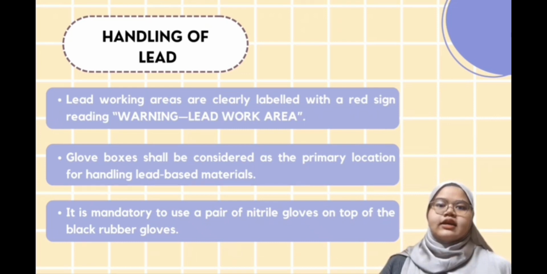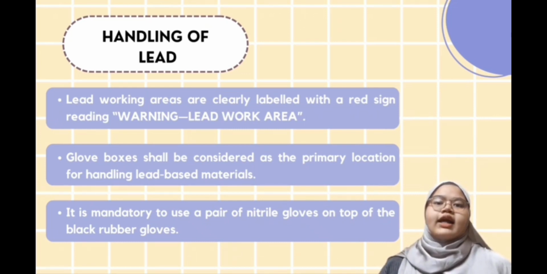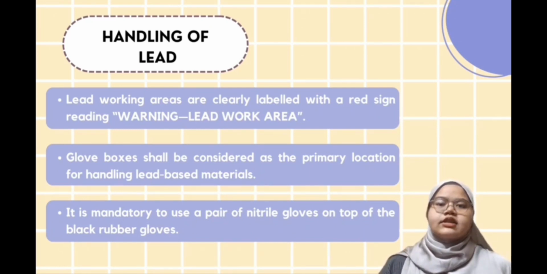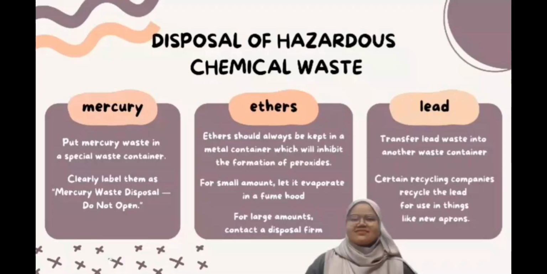Lead working areas are clearly labeled with warning signs. Same as while handling mercury and ethers, it is very recommended to put this warning sign. A glove box shall be considered as the primary location for handling lead-based materials in form of powders and solutions. It is mandatory to use a pair of nitrile gloves on top of the black rubber gloves.